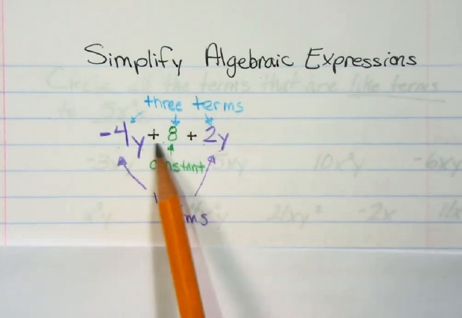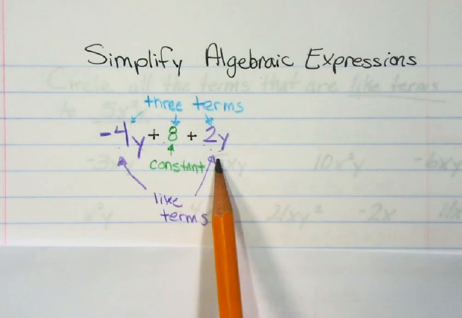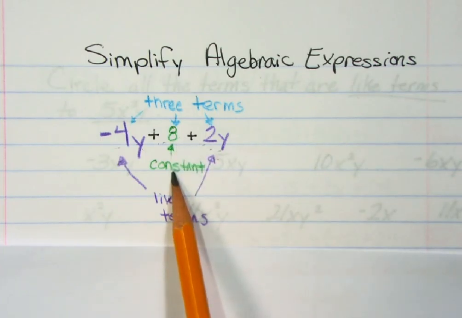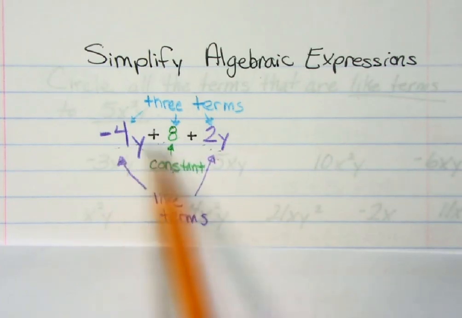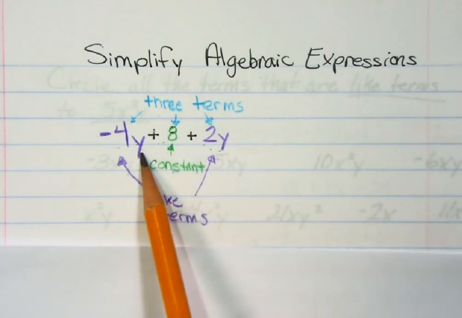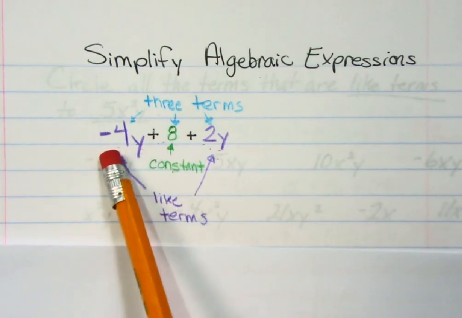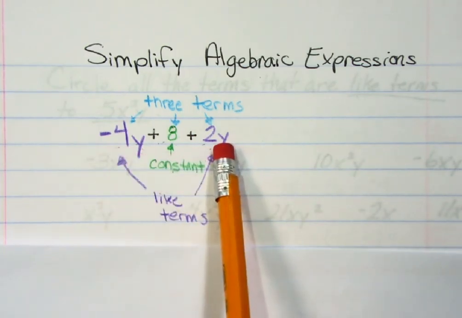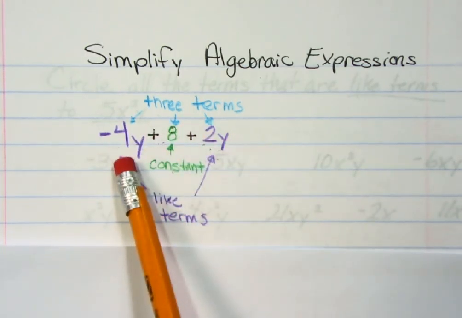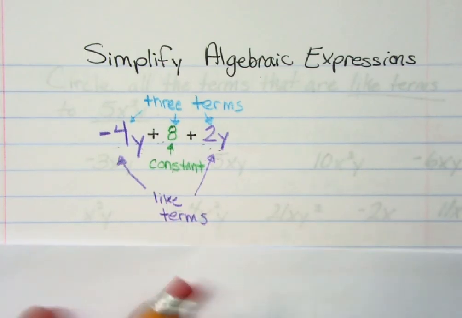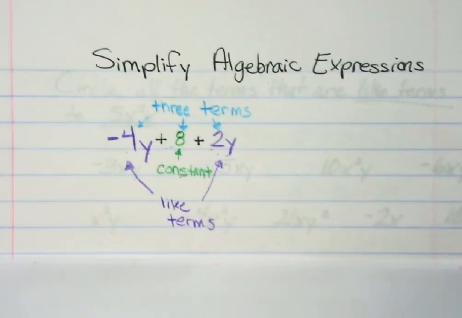This is made up of three terms, 1, 2, and 3. The 8 is the constant. That's always going to be 8. These two here are going to change depending on what y is. Once I figure out what y is, I substitute a different value and it gets multiplied. Okay, same thing over here. However, these two ones in purple here are like terms. Those together can be combined to make something more simplified.